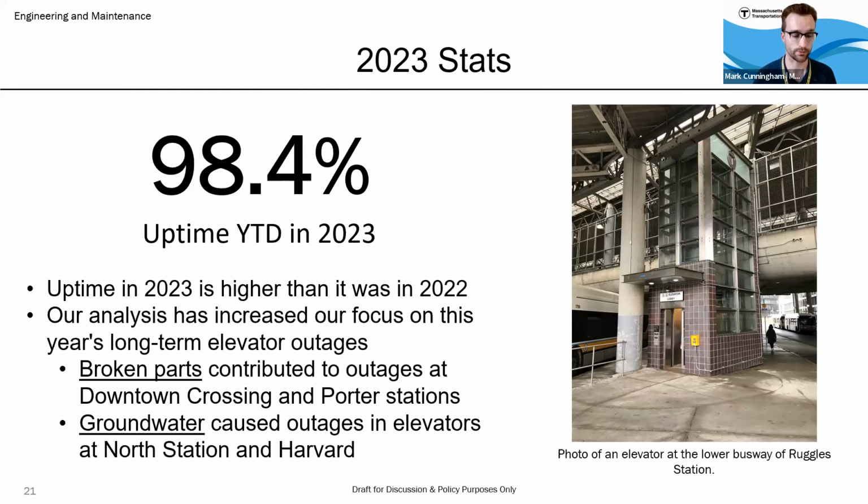And because of our working group's analysis that we need to increase the focus on the long-term outages, we've identified a couple of those long-term outages this year. There were a couple of issues of broken parts. Those were elevators at Downtown Crossing and Porter stations. And second, groundwater caused elevator outages at North Station and at Harvard Station.